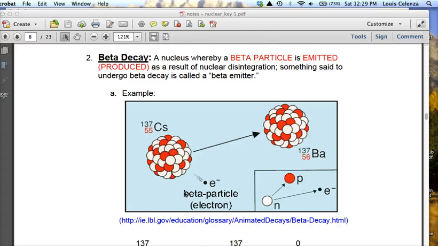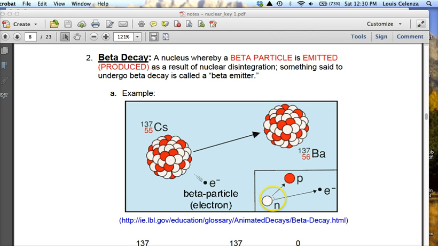So in beta decay, the nucleus gives off a beta particle, and I know that before we said that a beta particle is in essence an electron. It's not exactly an electron, but it's similar to an electron. So when a nucleus of an atom gives off a beta particle, something kind of strange happens. Remember we had said there are no electrons in the nucleus. Well, where does this beta particle come from? Because what actually happens in beta decay is that one of the neutrons actually splits apart.